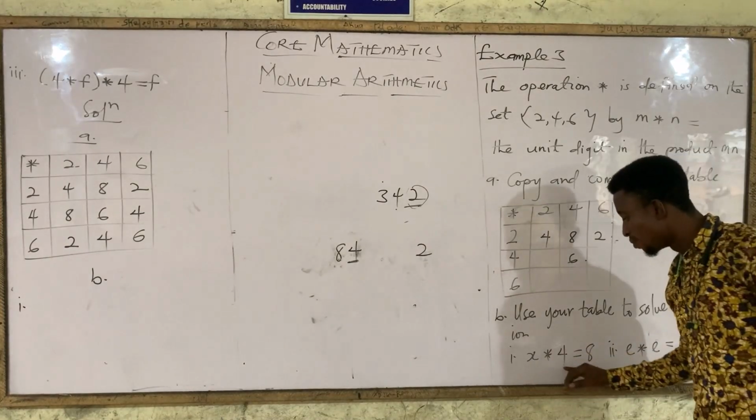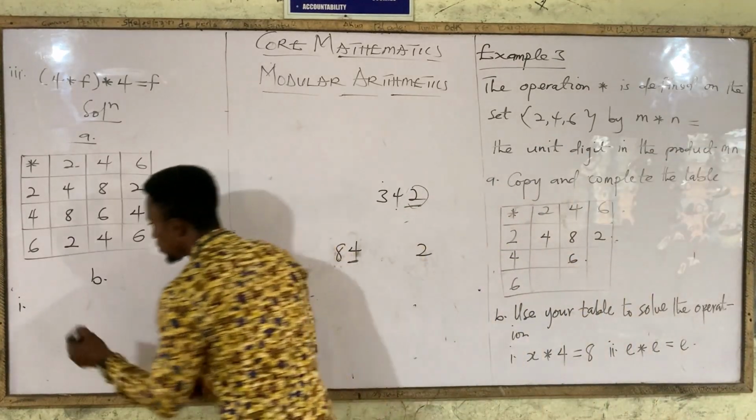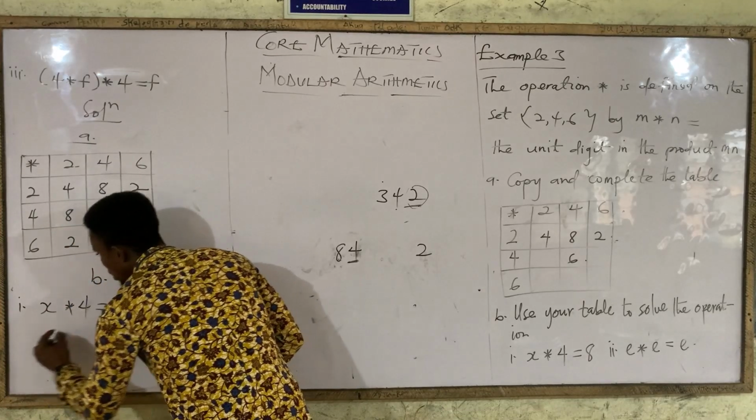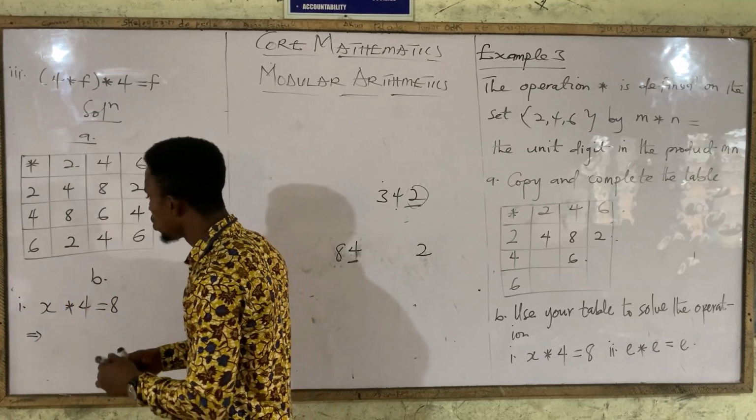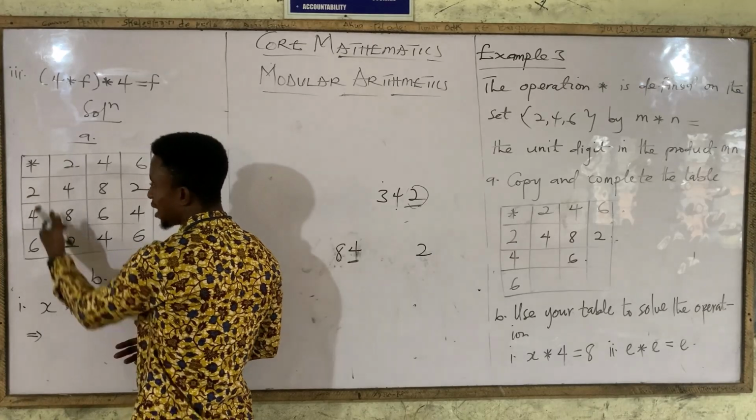So we are going to do mere observation. So this one is what? X star 4 is equal to 8. This one implies that what will be our x? So we go to this thing. X can be 2, 4, or 6. It can be any of these.